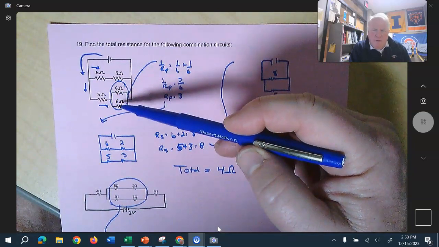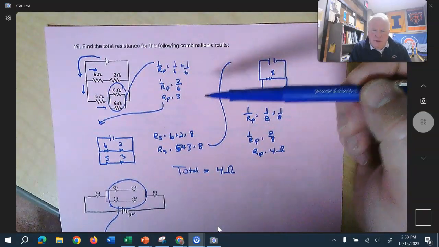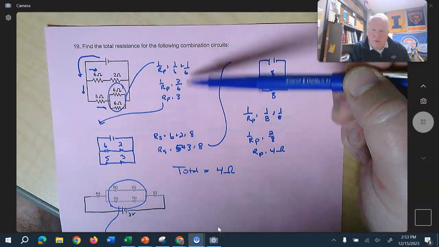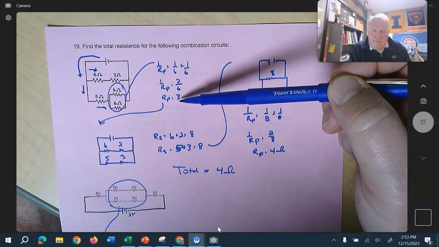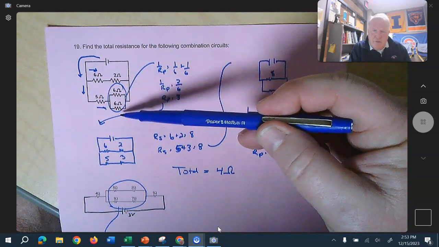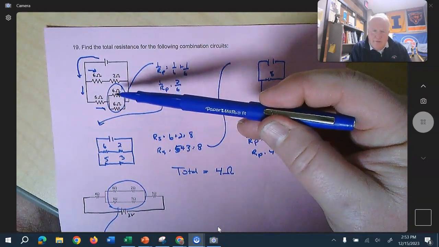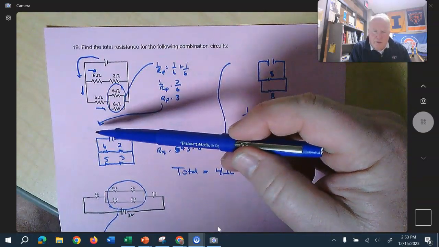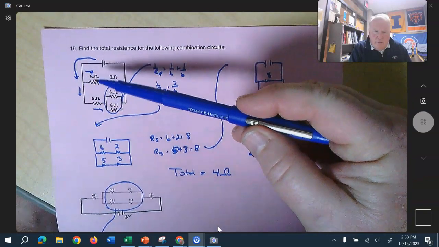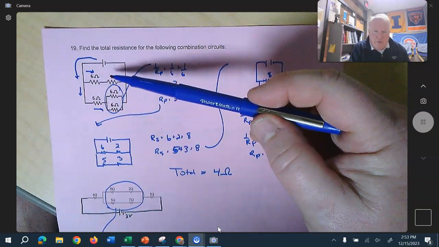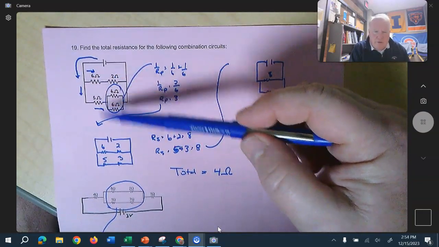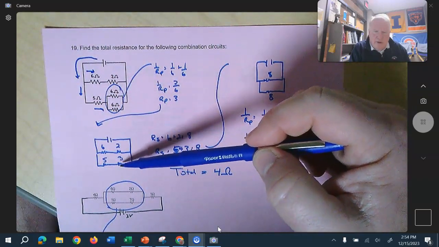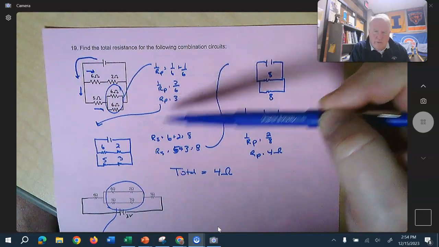So we can combine these two in parallel with the parallel equation: 1 over Rp equals 1 over 6 plus 1 over 6. We do that equation, we get 3. So these two resistors have an equivalent resistance of 3. So what do we do? Well, we can redraw. We didn't change this one, so that stays there. We didn't change this one, so that stays there. We didn't change this one, so that stays there. But we combine these two, so we redraw it as one 3 ohm resistor.